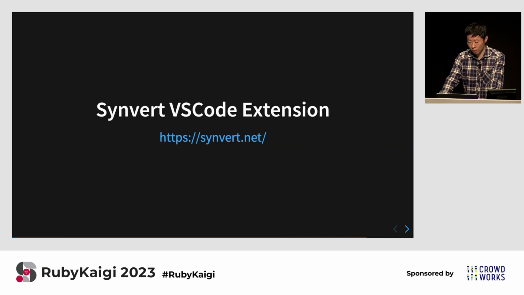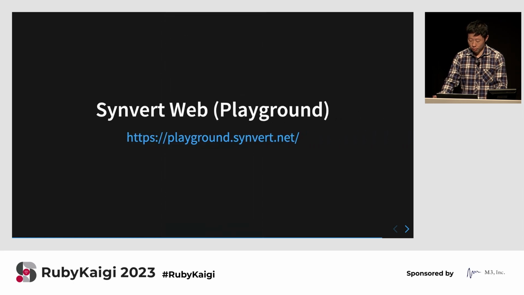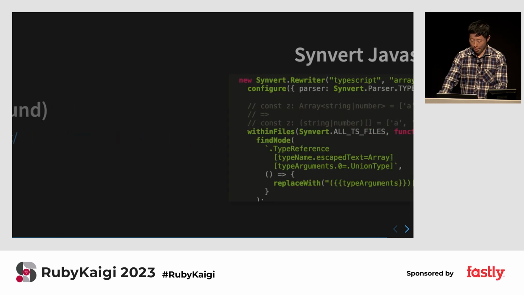I also built a VS Code extension for Synvert. It works the same as the Synvert GUI application. You can use it to run the code snippet, generate the snippet by inputs and outputs, and search an official snippet. There's a Synvert playground. It cannot run the snippet, but it can test the snippet, generate a snippet, and generate AST node from source code to help you play with the AST nodes.